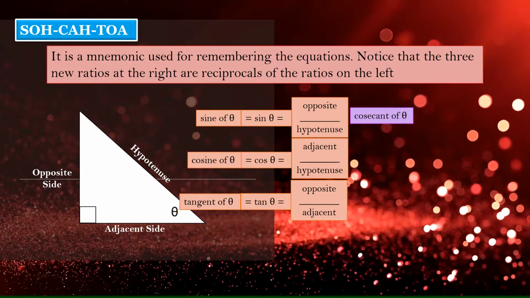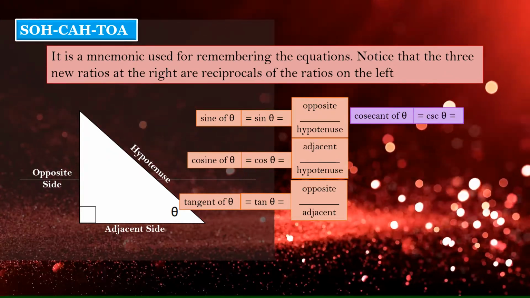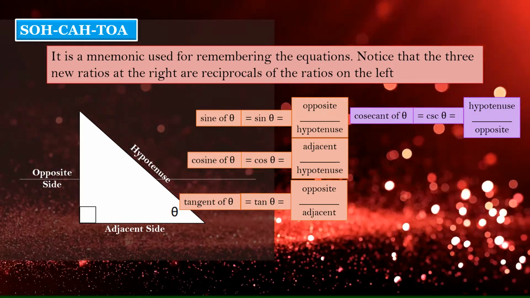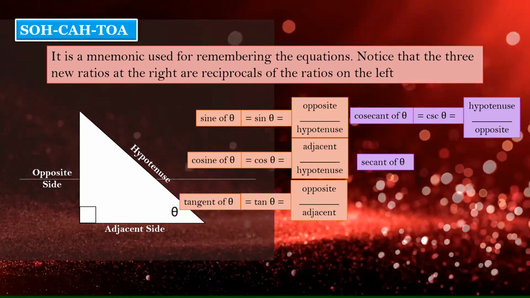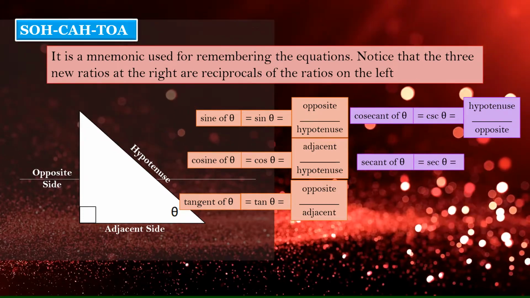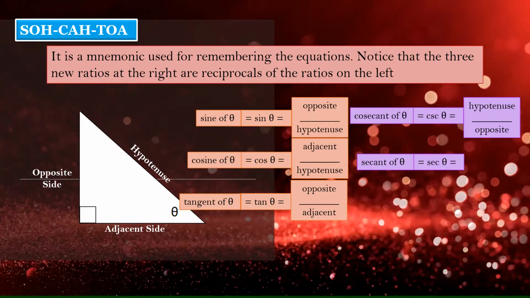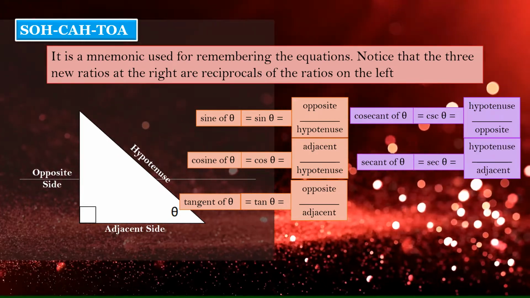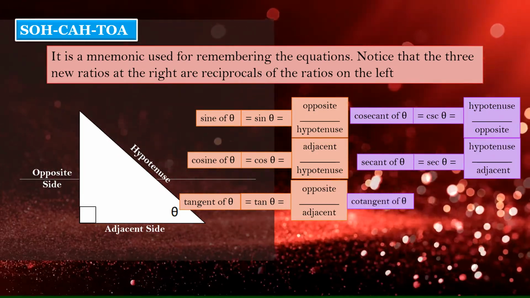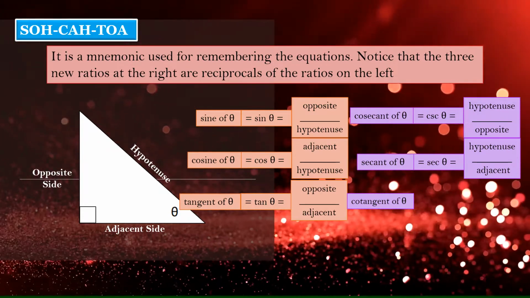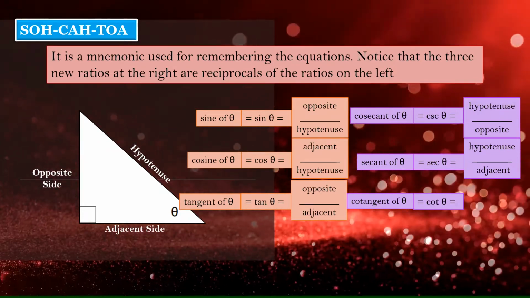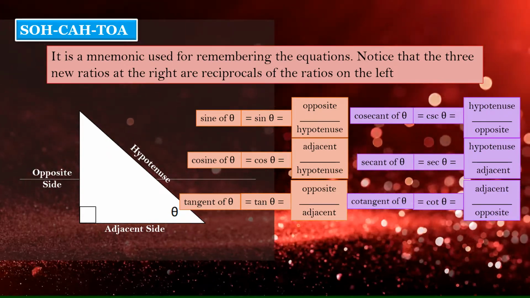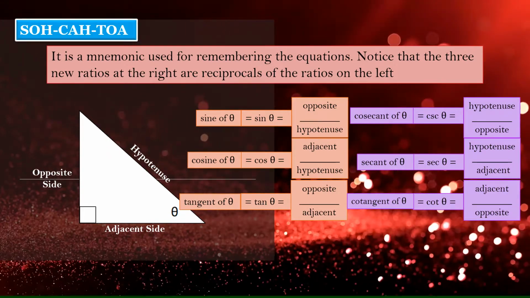Cosecant theta is the reciprocal of sine theta, which is cosecant theta is equal to hypotenuse over opposite. And secant theta is the reciprocal of cosine theta, which is secant theta is equal to hypotenuse over adjacent. And cotangent theta is the reciprocal of tangent theta, which is cotangent theta is equal to adjacent over opposite.